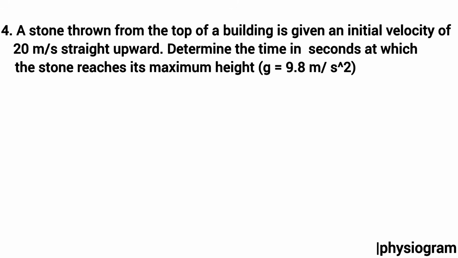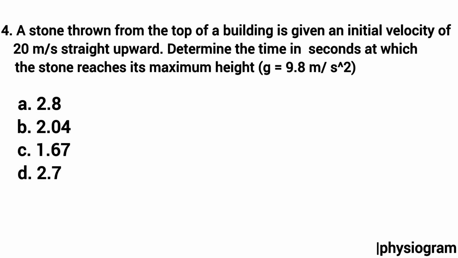Next, question number 4 is from the kinematics problem, that is, a stone thrown from the top of a building is given an initial velocity of 20 meter per second straight forward. Determine the time in seconds at which the stone reaches its maximum height. Take g equals to 9.8 meter per second square. Options are 2.8, 2.04, 1.67 and 2.7.